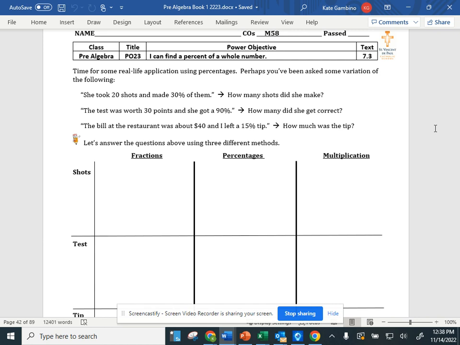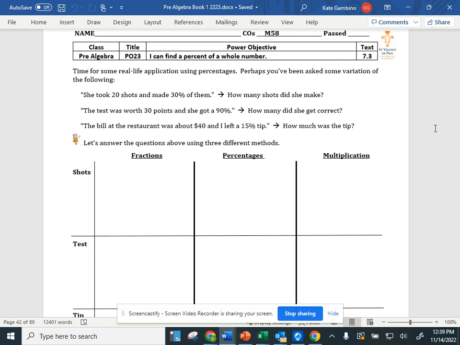So we've been doing the practical, how do we convert from decimal to fraction to percentage. We do this in real life all the time. Perhaps you've been asked some variation of the following questions. She took 20 shots and made 30% of them. How many shots did she make? So we see percentages a lot when it comes to sports. People will kind of use percentages when they talk about stats for sports.